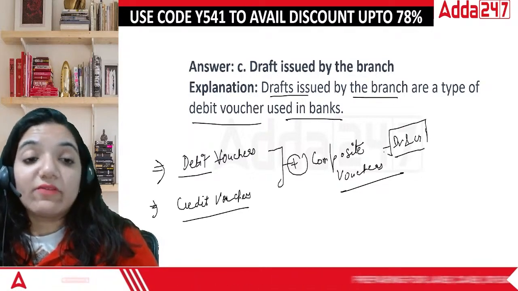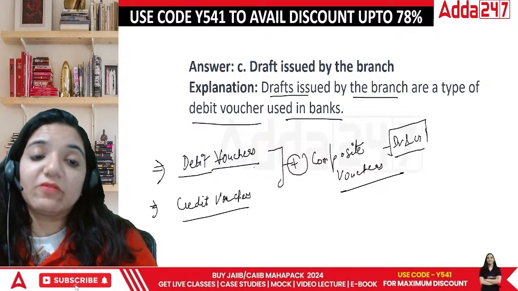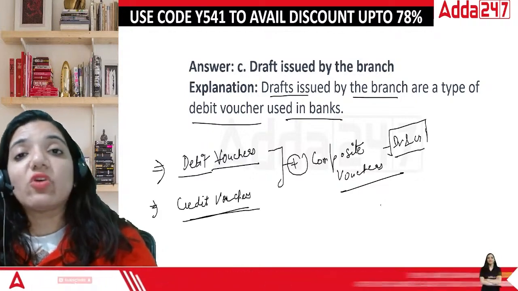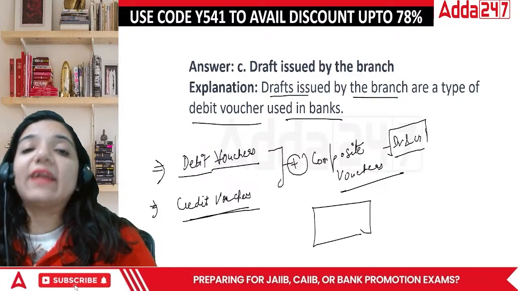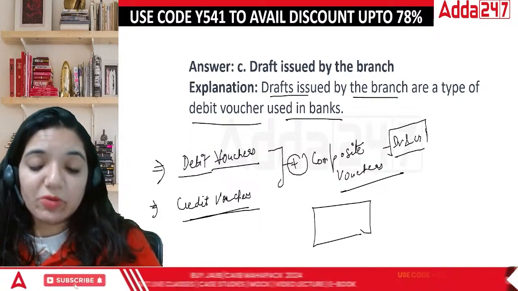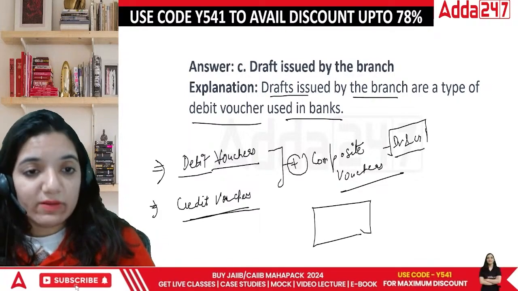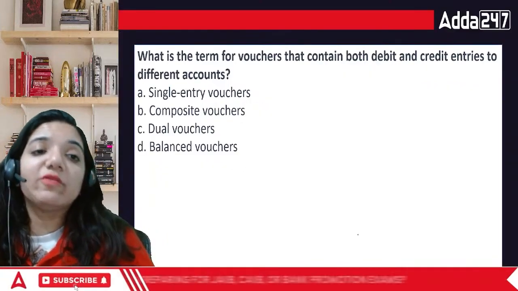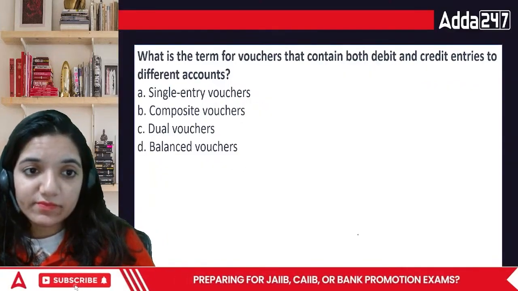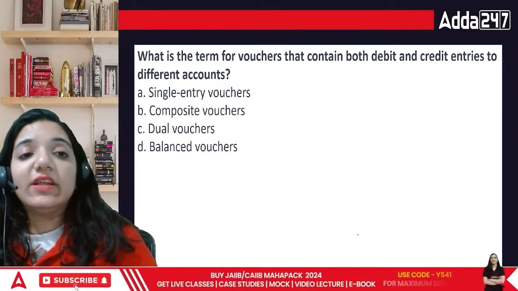In the book they have given examples of debit voucher, credit voucher, as well as composite. So what can happen is they can give you a specific question: identify among the following which particular thing belongs to debit voucher, credit voucher, or composite voucher. Those kinds of match the following questions can also come up. Okay?